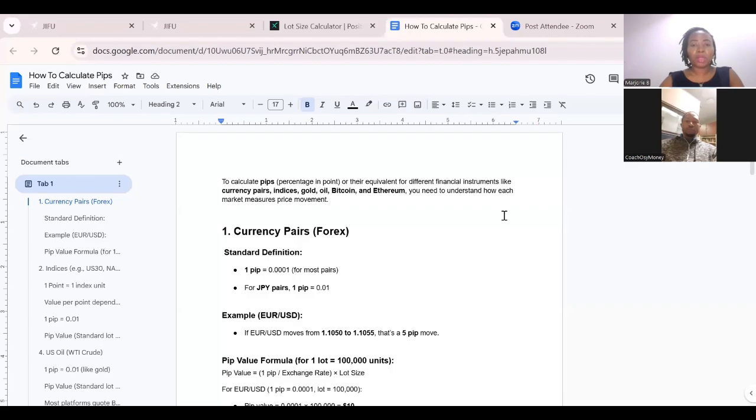Right, so we are going to quickly go through the pips. You already have the video that actually explained it, and there's really nothing complicated about pips. You just have to know that different currencies and different commodities have different ways that we do the calculation.